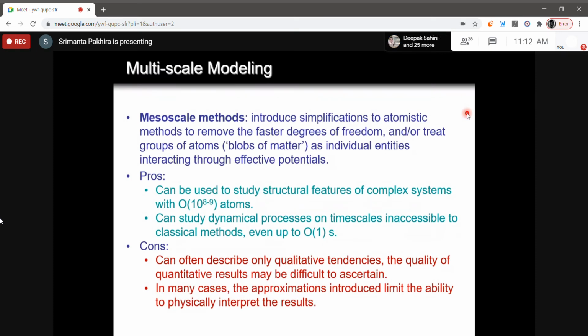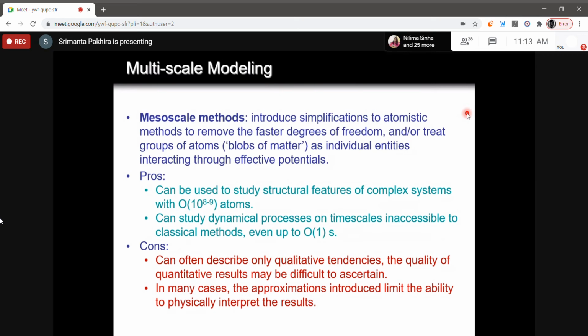Of course, as we increase in that direction, the qualitative data is gradually decreasing, and the result you observe may be totally opposite to experiment or theory, and has no such meaning. The quality of the quantitative result may be difficult to ascertain, meaning we cannot confirm the data is reliable. Many approximation limits apply to the ability to physically interpret the result: when you get such a big system, of course a lot of approximations are introduced, which may differ from the physical data.